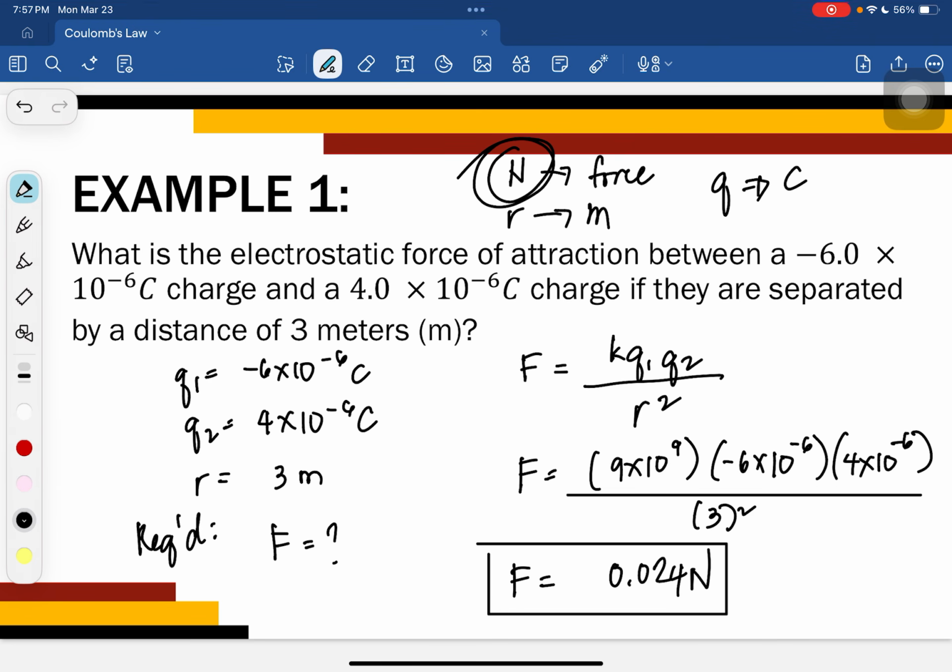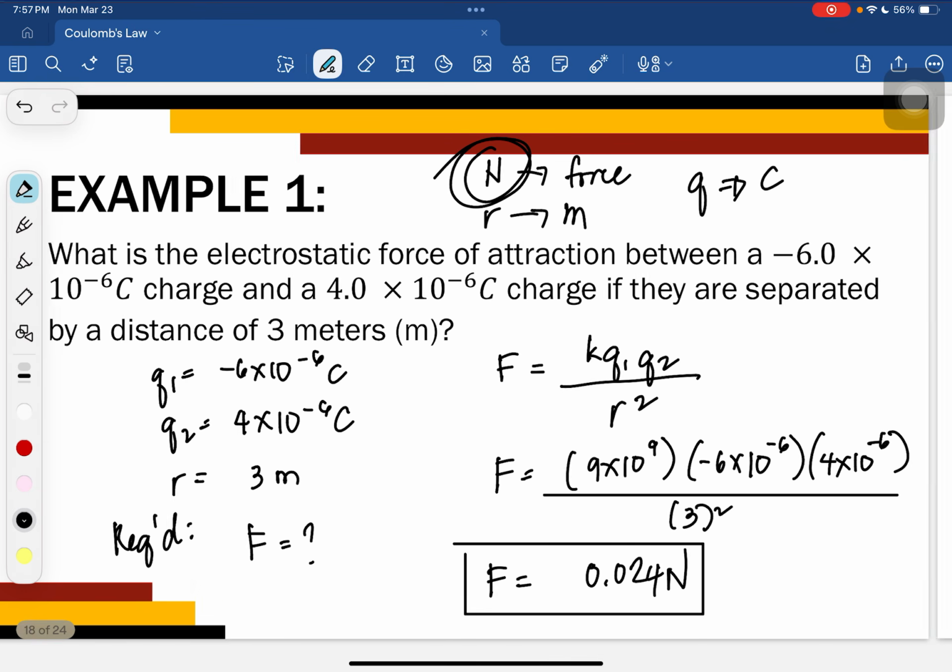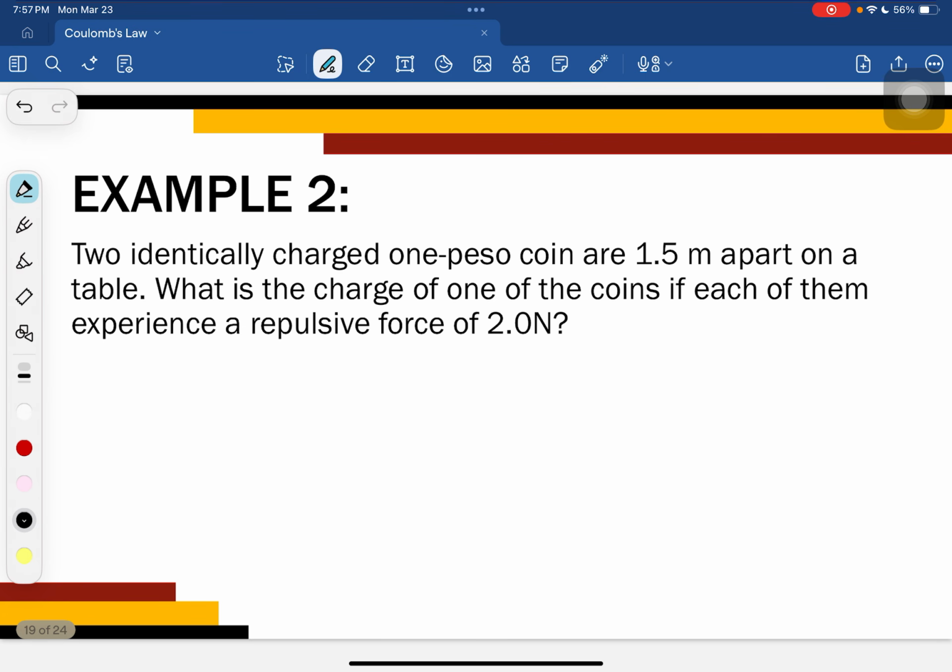Just substitute it into the formula that was given, be consistent with your units, and then of course just solve it. Okay, let's have example 2. Two identical charged 1 peso coins are 1.5 meters apart on a table. What is the charge of one of the coins if each of them experiences a repulsive force of 2 newtons?